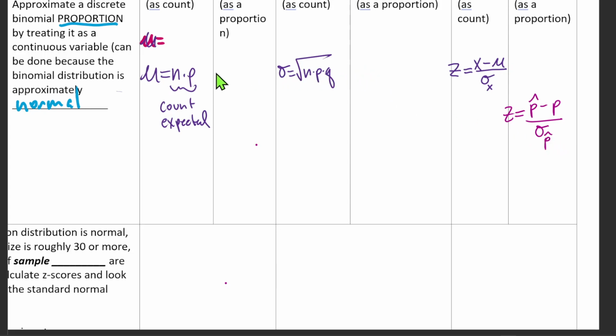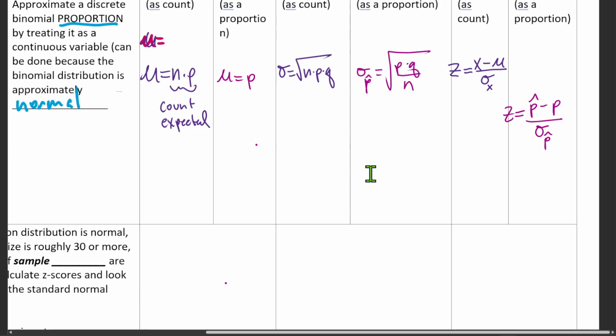So what proportion would you expect? Well, you would expect p. What's the standard deviation of the proportion? Well, it's really this, but you divide by n essentially, because you're looking for a proportion. So the standard deviation of proportions is the square root of p times q divided by n. So how does this look in practice?